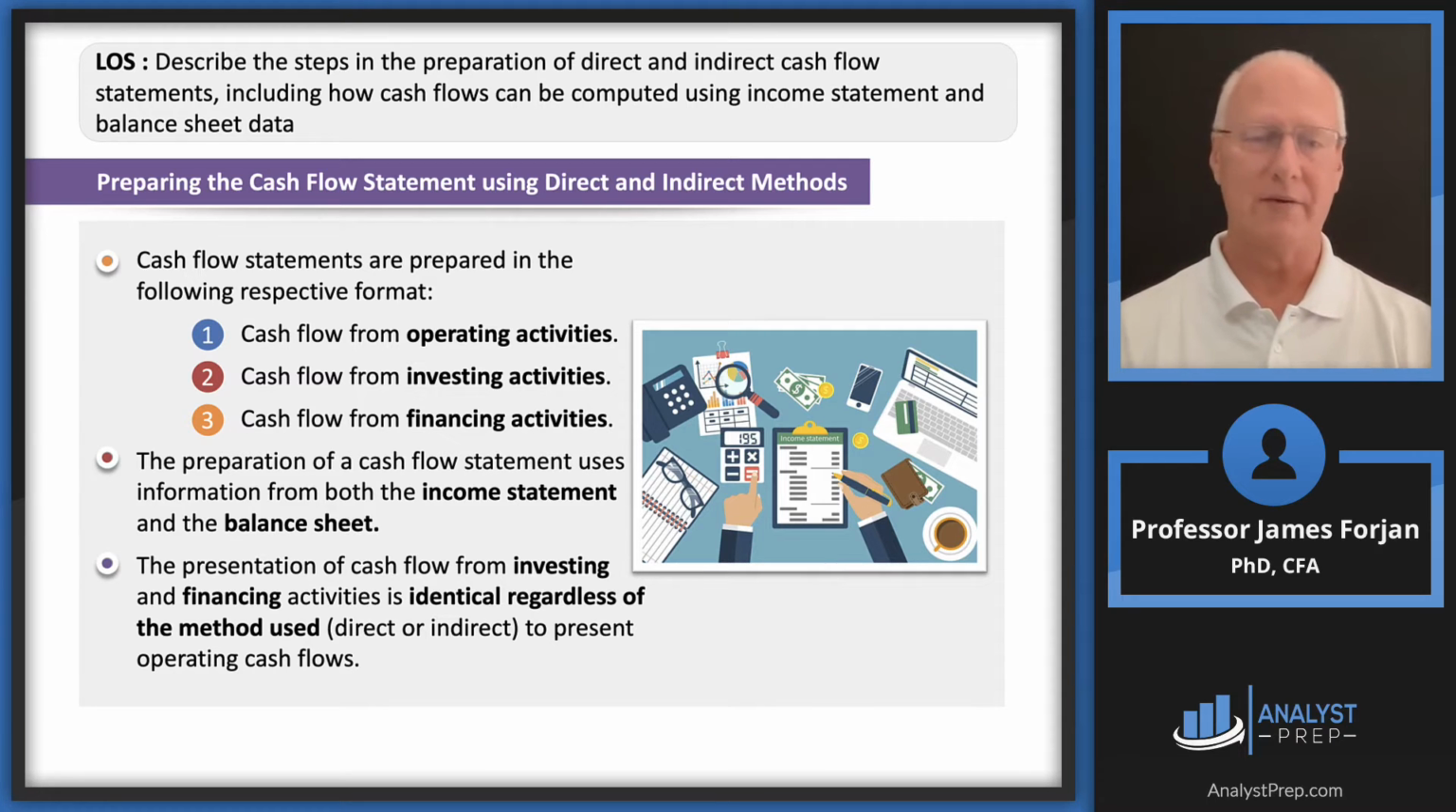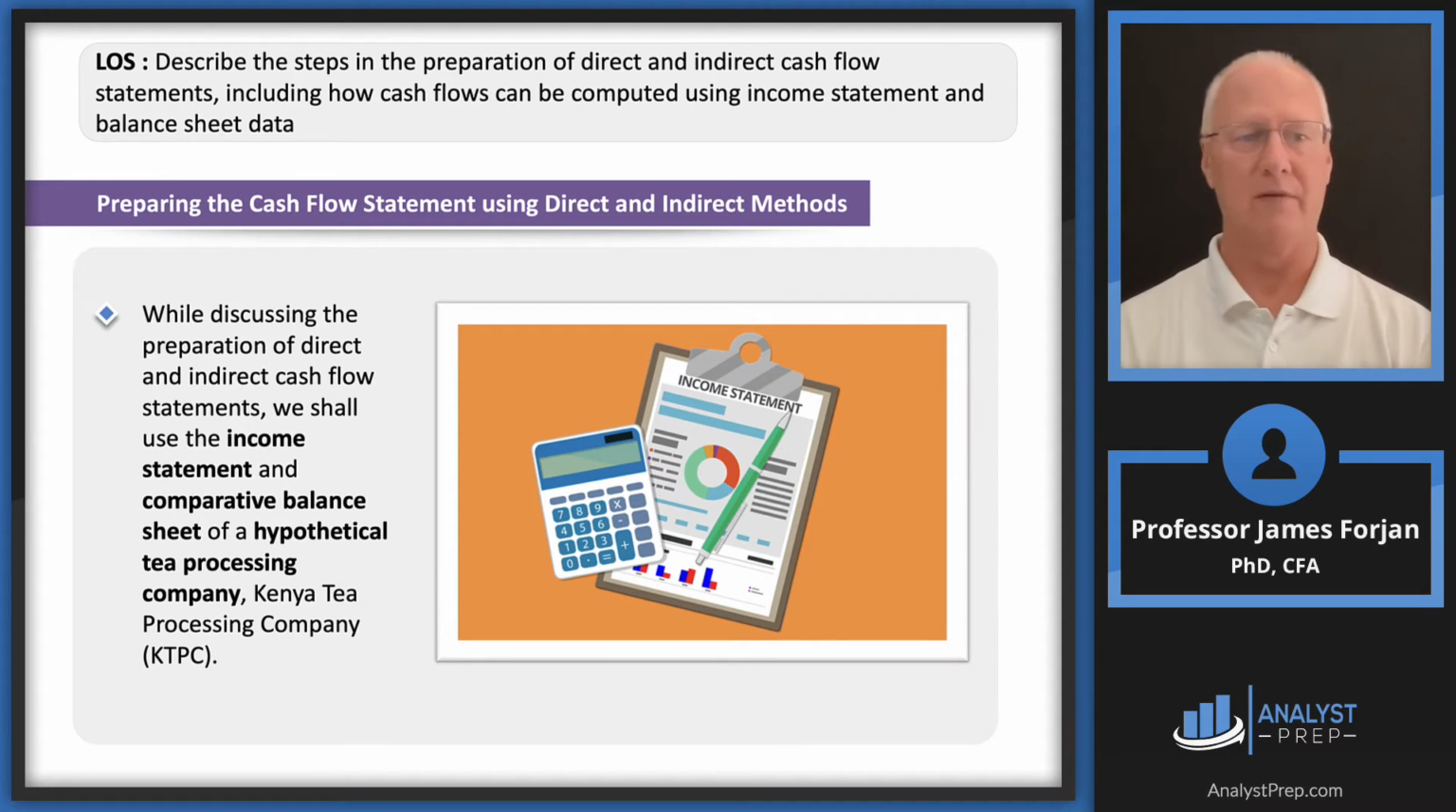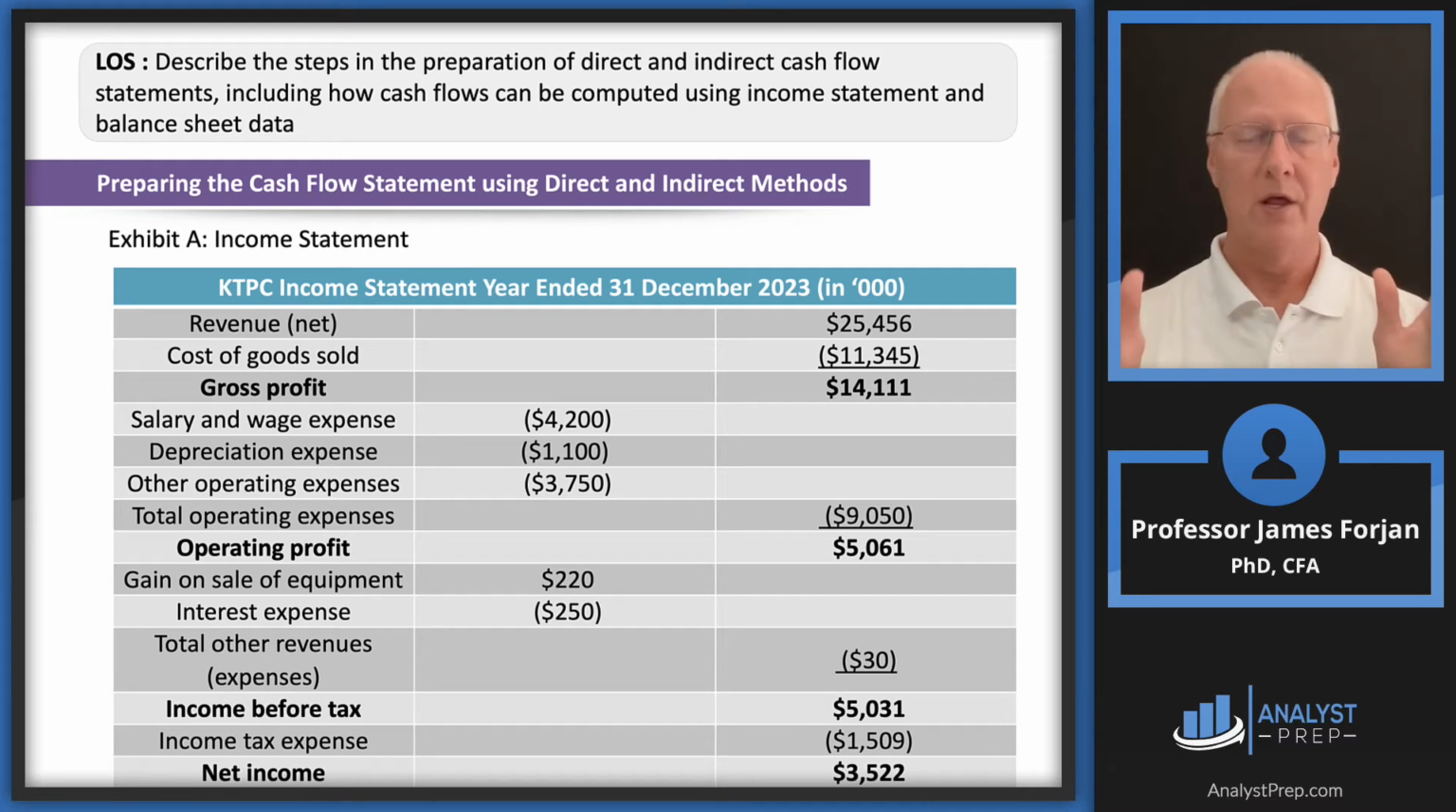All right, so there's operating activities, investing, and financing activities. So what we're going to do is work through a pretty comprehensive example, and it'll take us almost all the way to the end of this slide deck. So we have the Kenya Tea Processing Company here. Be prepared to see a question stem in which you're given an income statement.